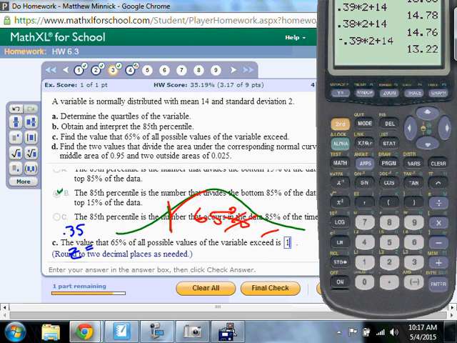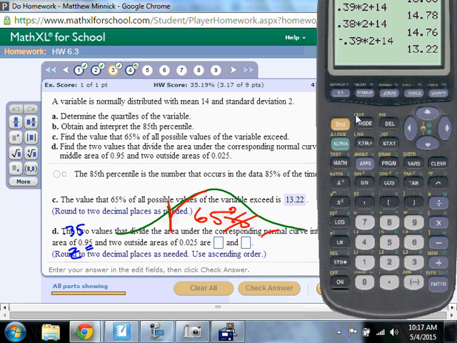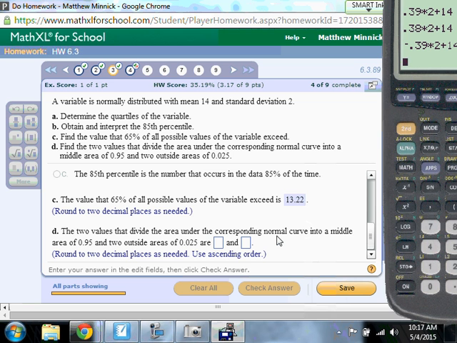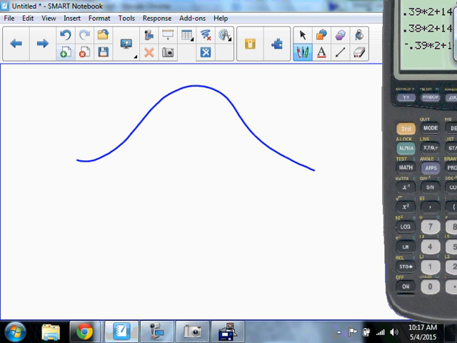Remember, a picture is worth 1,000 words. So the two values that divide the area under the curve in the middle 95%, and the two areas outside. This is kind of like that one before. They're saying 95% here in the middle. So if we take 95 divided by 2, that's 47 and a half.